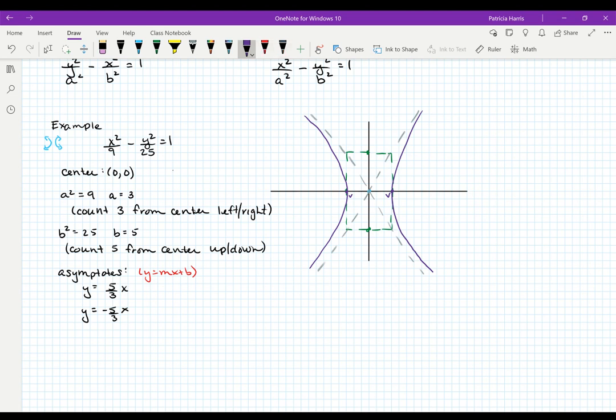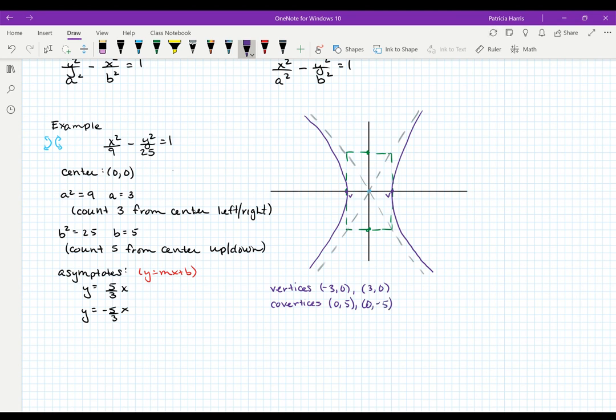For this hyperbola, my vertices are going to be here and here, because we want the vertices to be part of the hyperbola. So that's going to be negative 3, 0 and 3, 0. The co-vertices are opposite of that. So they're going to be the point 0, 5 and the point 0, negative 5.